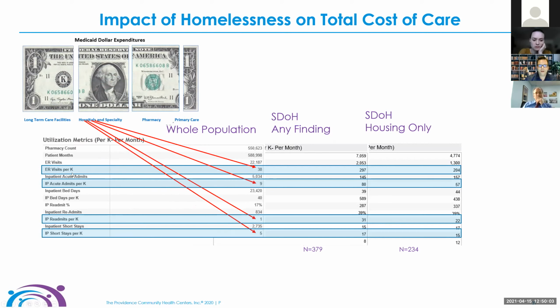So let's take a look at what happens when one or more of these are present in the middle column, versus just housing is present. If I look at my ER visits per 1,000 patients, average patient, right? 38 visits per 1,000 patients, whole population. If I put in housing insecurity, that goes up to 204 visits per 1,000. If I use any of the social determinants, probably more than one in many cases here, it goes even higher, almost 300.